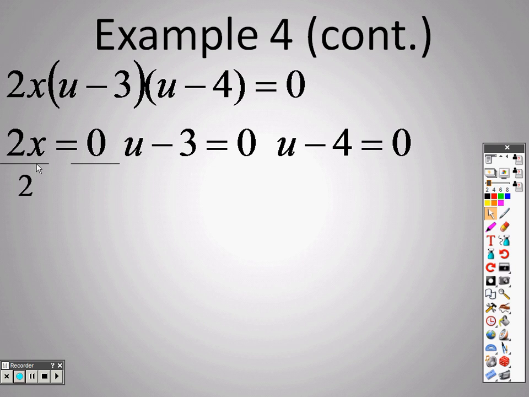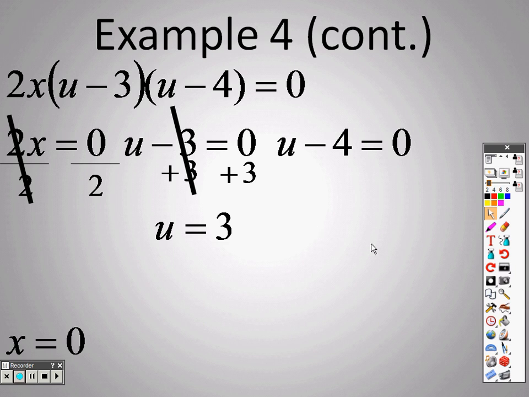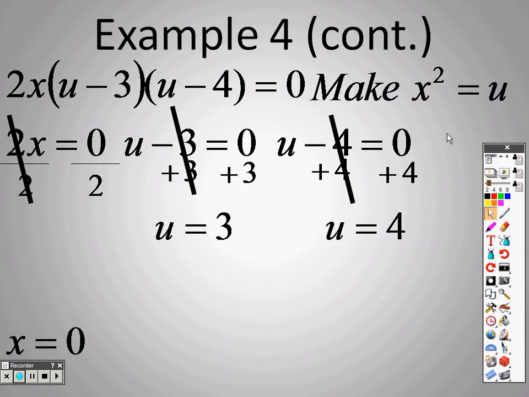This means I would divide both sides by 2, so I would get x equals 0. I would add 3 to both sides to get u equals 3, and I would add 4 to both sides to get u equals 4. But here's the problem. When you're doing this, I want to solve for x, not u. So we've got to remember what I did from before.